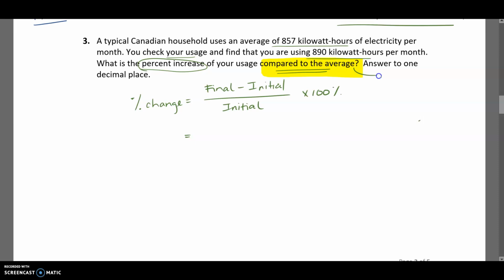So that is our initial value, whatever we're comparing to. So this is our initial value, the average use. The final value is our usage. So final value is 890 kilowatt hours minus the initial 857 kilowatt hours divided by the initial or average value of 857 kilowatt hours. And at the end, we multiply by 100 to get to a percent.